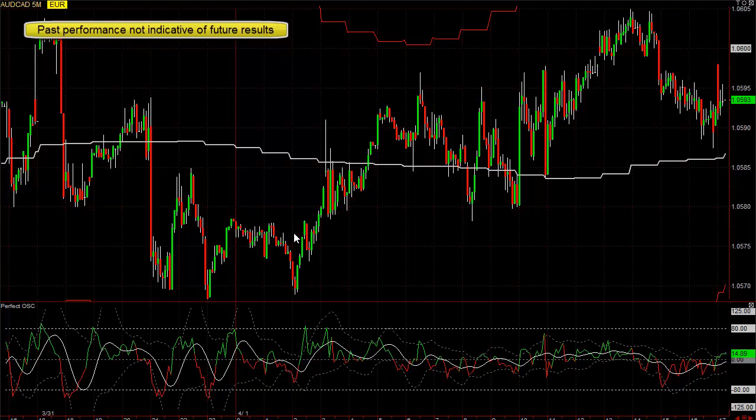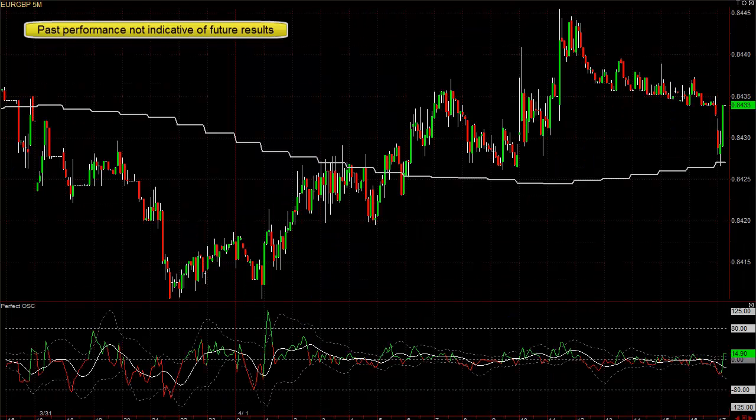Euro pound, 11 o'clock. And that's basically how you use this tool, as an anticipatory thing. Here's 11 o'clock. You can see this one's near the low, and it went up 15 pips. In the euro pound, you're basically making a lot more than you are in the euro dollar as far as pips go.